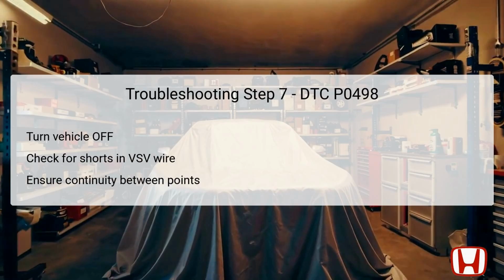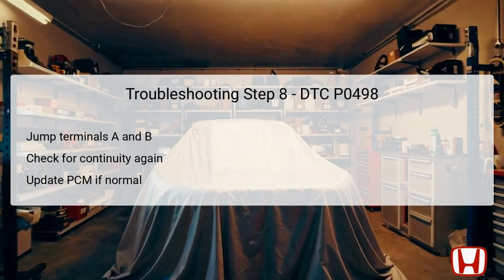If continuity is confirmed, it can be stated that the VSV wire is shorted and should be repaired accordingly. If continuity fails to show, then the wire is functional and troubleshooting can continue on to the next steps. This final troubleshooting step involves creating a connection between terminals A and B with a jumper wire. This action allows for a continuity check to ensure that the VSV wire is not open. Again, perform the continuity test between the specified points to establish proper electrical paths.